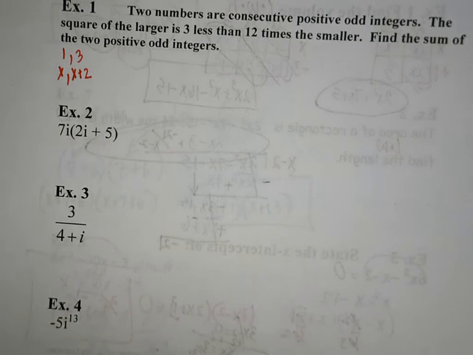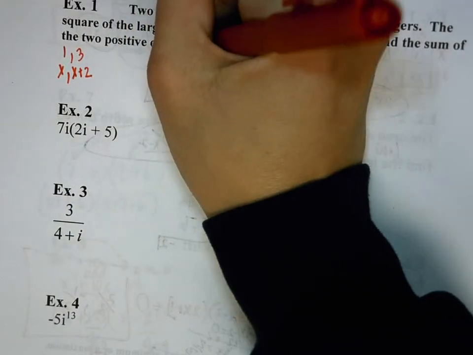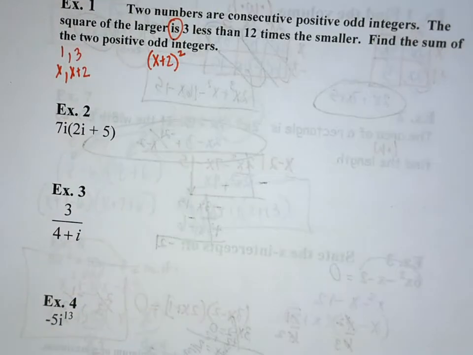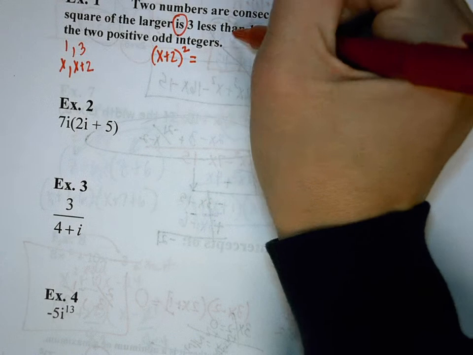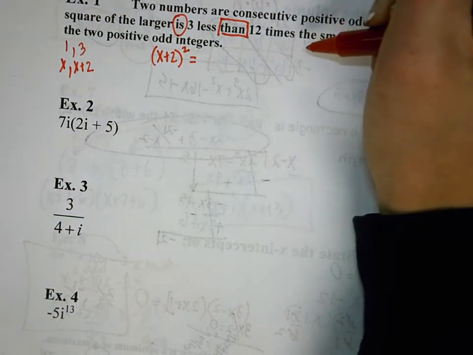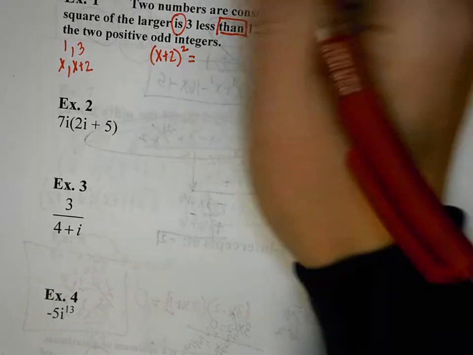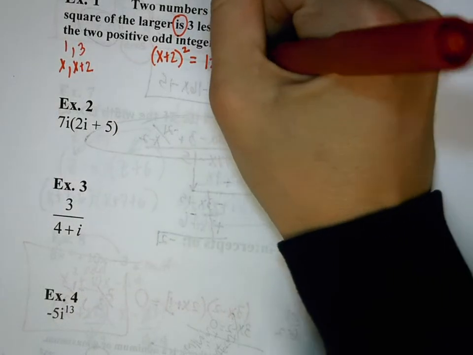So when we go through and read, it says the square of the larger. Well, which one's larger, x or x plus 2? Okay, so the square of that would be x plus 2 squared. What does "is" mean? Equals, good. And then it says 3 less than. Whenever you see this word "than," it means you need to start at the end and write that part first. So what would I write for 12 times the smaller? 12x. Less than is minus and then 3.